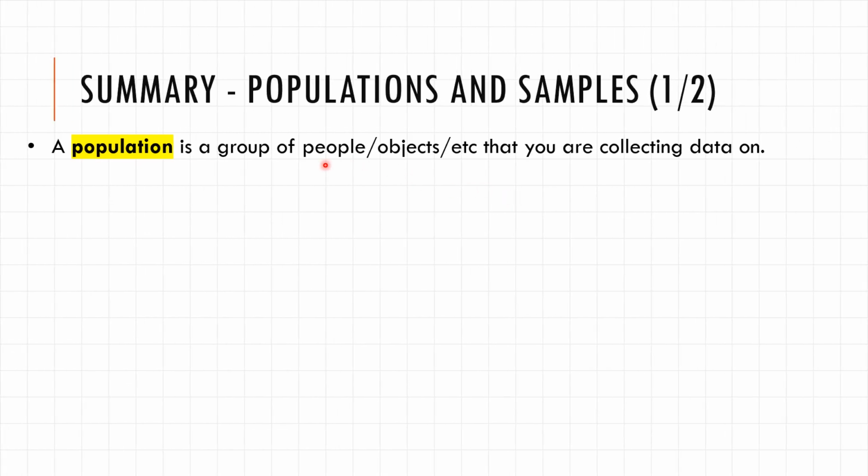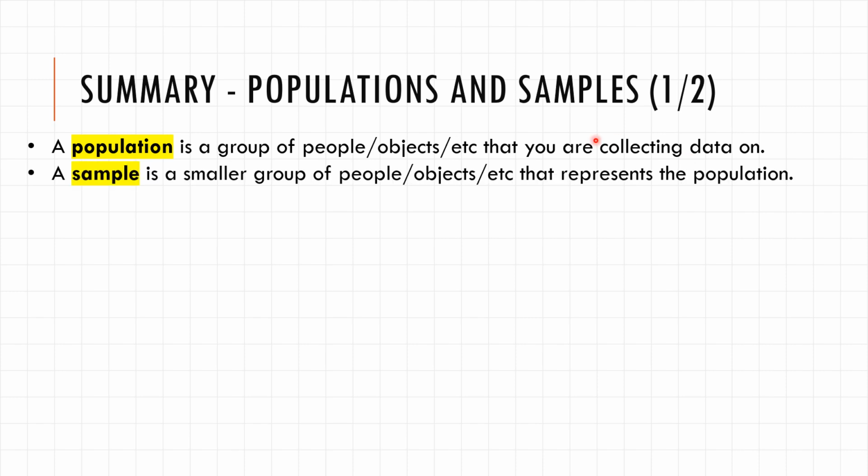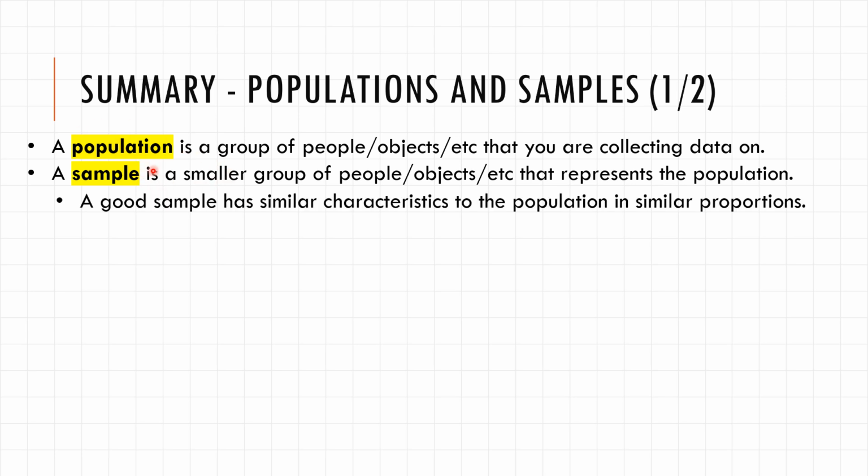So that's one part of our lesson today, learning about what is a sample and what is a population. So a population is a group of people or objects that you want to learn something about. And if you can't survey or study all of the population, you might choose a smaller group of that, which is a sample. A sample is a smaller group within the population that could represent it. A good sample has very similar characteristics to the population in very similar proportions.